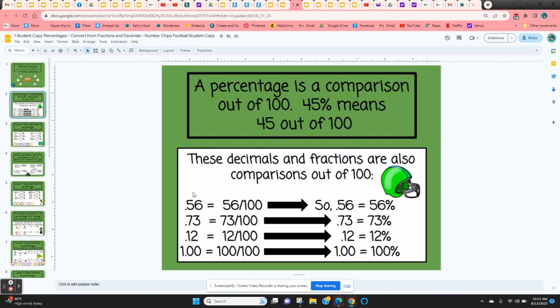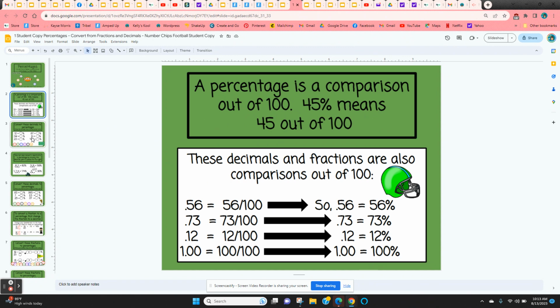So if we look at the decimal 56/100ths, we would write it this way as a fraction. Because percentages are a comparison out of 100, 56/100ths would be 56%. So it shows those conversions from decimal to fraction to percentage. And then one whole would be 100 out of 100 or 100%.